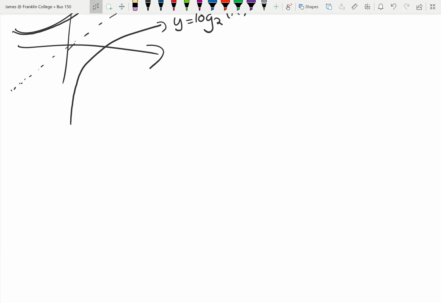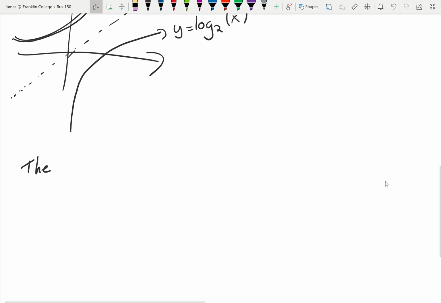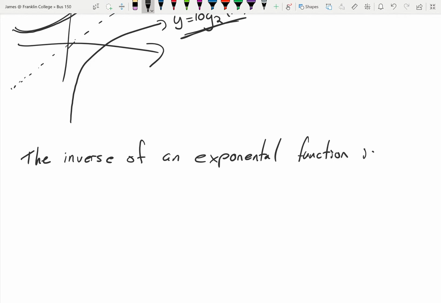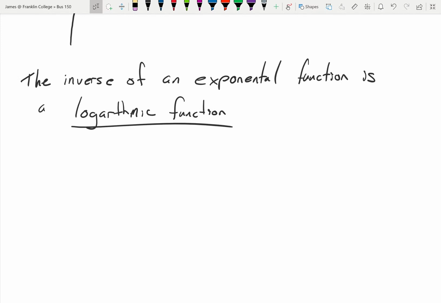Now, like we alluded to, I want to start talking about logs. So the inverse of an exponential function is a logarithmic function.